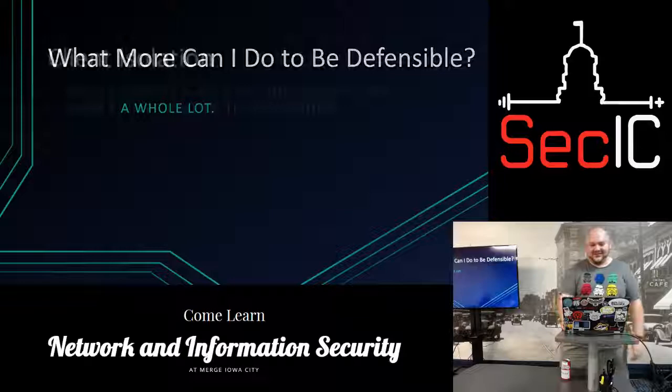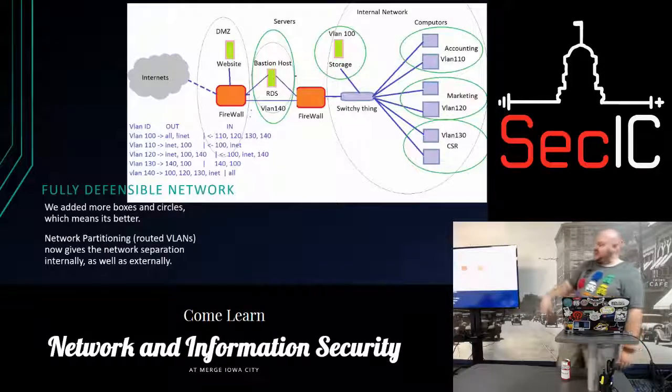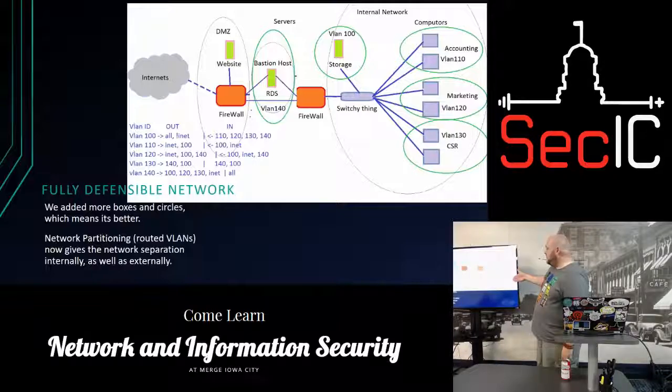So what more can you do to be defensible? A whole lot, right? We can go on for days. Client isolation, wireless and local. Kind of back to the VLAN pictures. I don't know how far back that is. Not too far. So what client isolation will do is you can set up client isolation on VLAN 130, for instance. And what that'll do is give 130 only the ability for the single machine to talk to what it needs to. It doesn't need to talk to the other customer service reps.